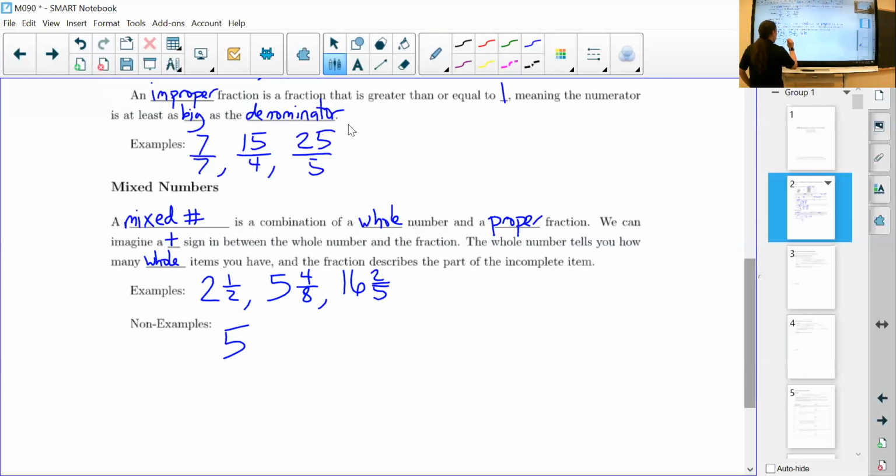Some non-examples. This is not a properly written mixed number. And I encourage you to take just a moment, think about why. And you notice that that's not proper, that's improper. 6 without any fraction, that's not a mixed number. And 1/2 without any whole number is not a mixed number. It has to have both components, the whole number and the fraction. And that is it for page 2.